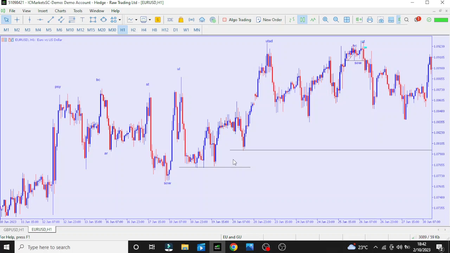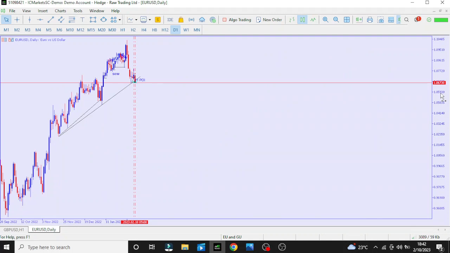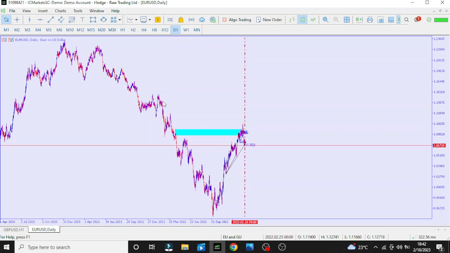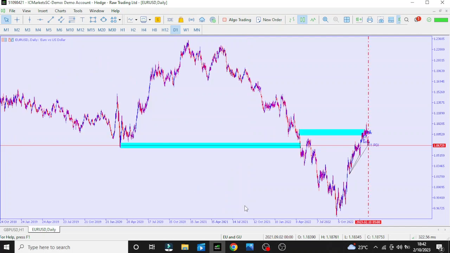See, this trade was actually derived from the high time frame, from this point of interest, because this supply zone took out this demand zone. You see, this entire push started from this demand zone. So this supply took out this demand zone.